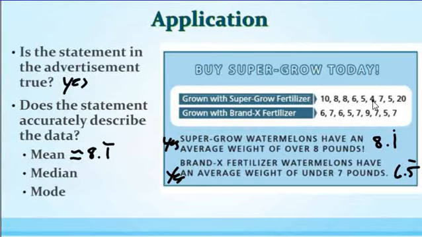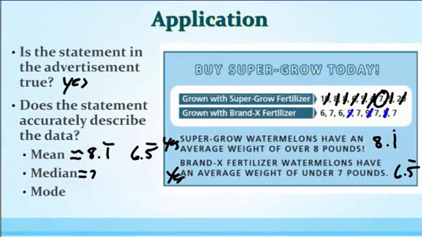So we found the mean of both of them. The median, the middle number, if we put them in order, we have 9. I'm just going to cross off the smallest and the largest. The median is 7. We do the same thing here. We would have smallest, largest, smallest, largest. We would have 7 here.